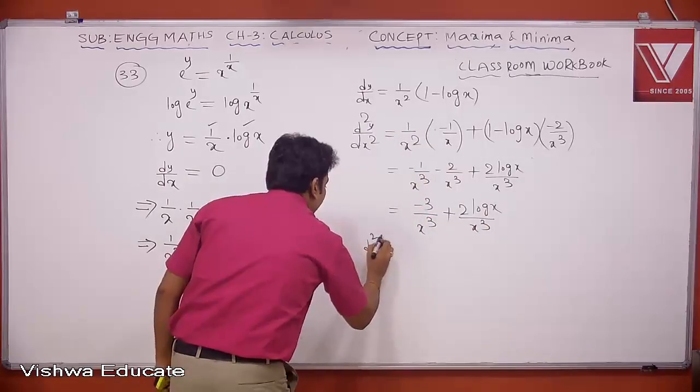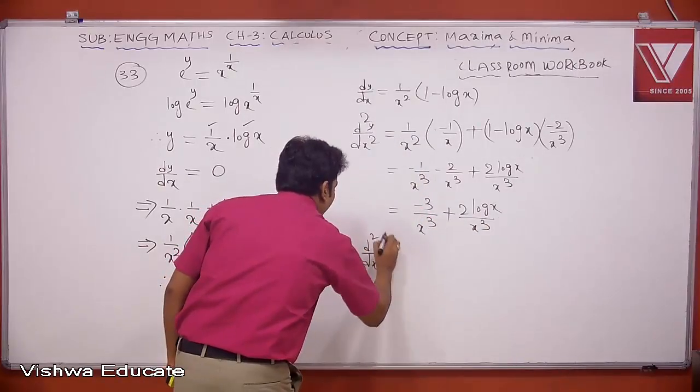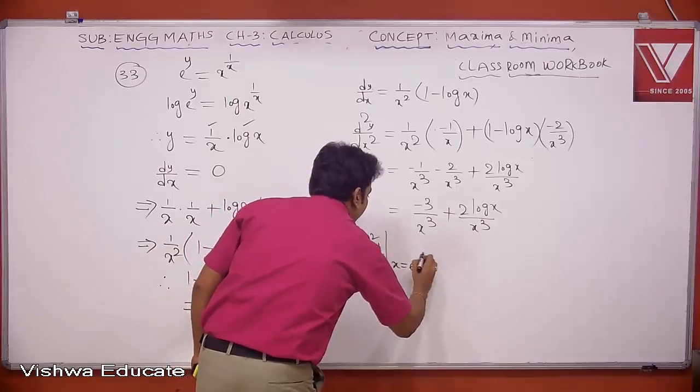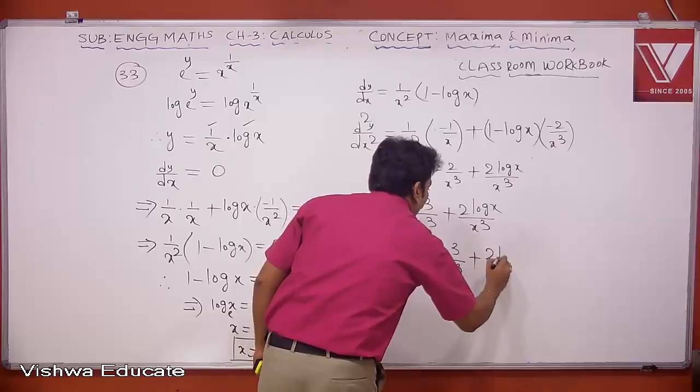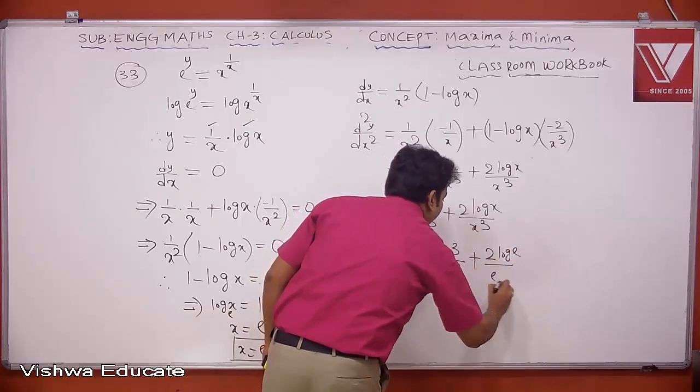Now replace x by the stationary point. d square y by dx square at x equal to e is minus 3 by e cube plus 2 log e divided by e cube.